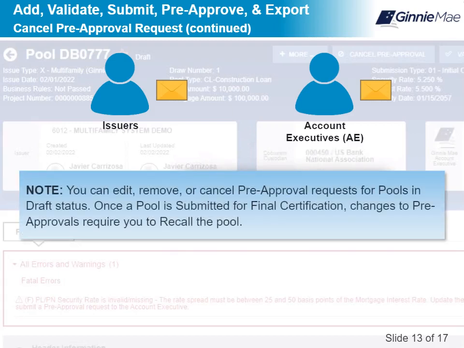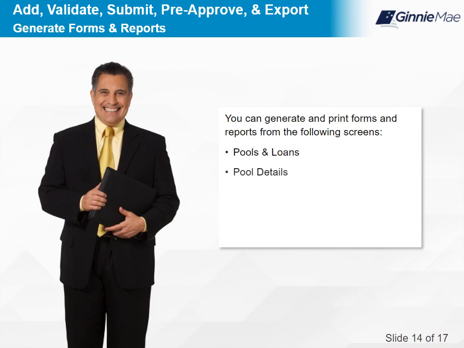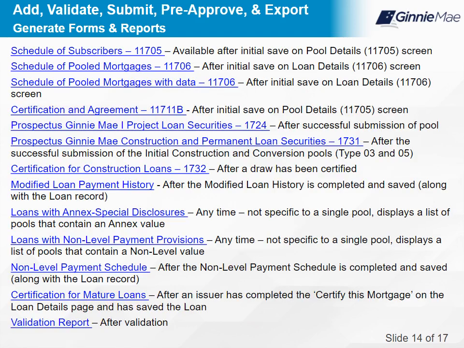Note, you can edit, remove, or cancel pre-approval requests for pools in draft status. Once a pool is submitted for final certification, changes to pre-approvals require you to recall the pool. Select Next to continue. You can generate and print forms and reports from the following screens: Pools and Loans, Pool Details, Loans, Loan Details, and Draw History Details. The forms and reports available include the following.